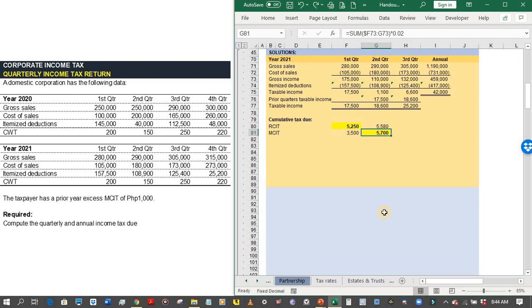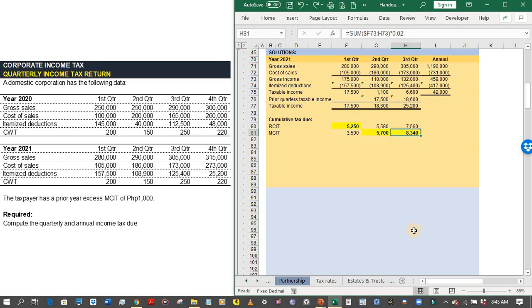Then for the third quarter, our RCIT is 7,560 pesos. So this is 30% of 25,200, which is the cumulative taxable income. Then for the MCIT, we have 8,340 pesos, which is 2% of the cumulative gross income for 2021 for the first 9 months. So that is the total of 175,110 and 132,000 pesos multiplied by 2%.